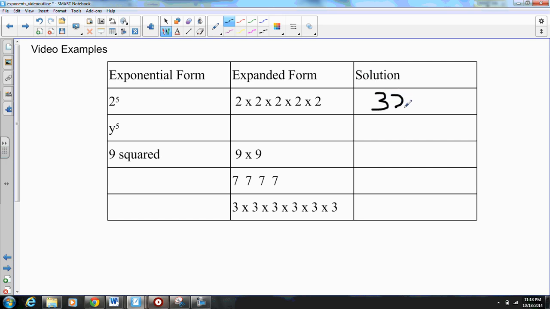Because 2 times 2 is 4, 4 times 2 is 8, 8 times 2 is 16, and 16 times 2 is 32. Now if we have the variable y to the 5th power, in expanded form, that would be y dot y, multiplied by y, multiplied by y, multiplied by y.